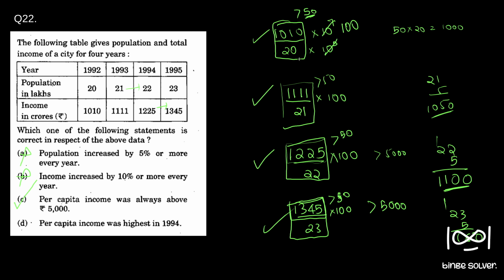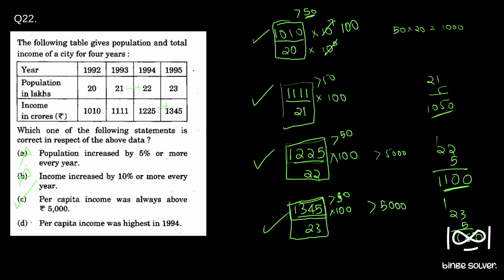So I hope you understood what I did here. In case you are confused, do comment on it. I just checked without finding the absolute answer. I just made sure that the whole answer will be greater than 5000, or this unit will be greater than 50. So I just checked whether that is the case, and so option C is the correct answer. Solution to question 22.